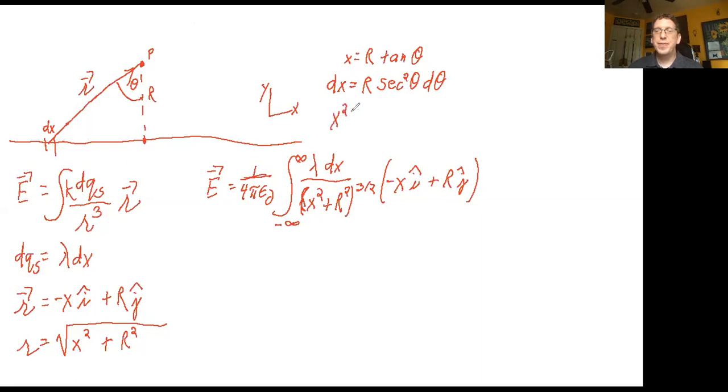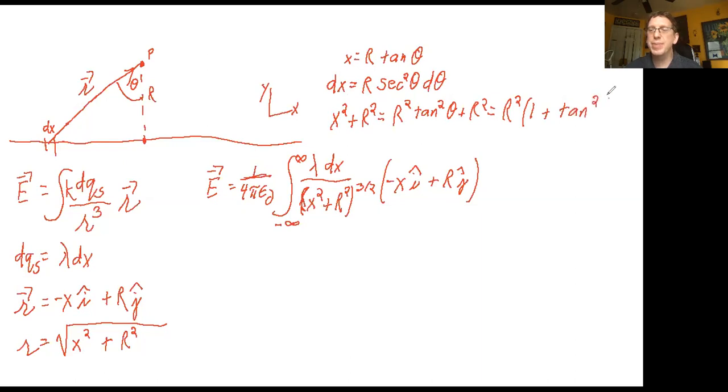in the denominator you have x squared plus capital R squared. So that's R squared tangent squared theta plus R squared, which is equal to R squared times 1 plus the tangent squared of theta.